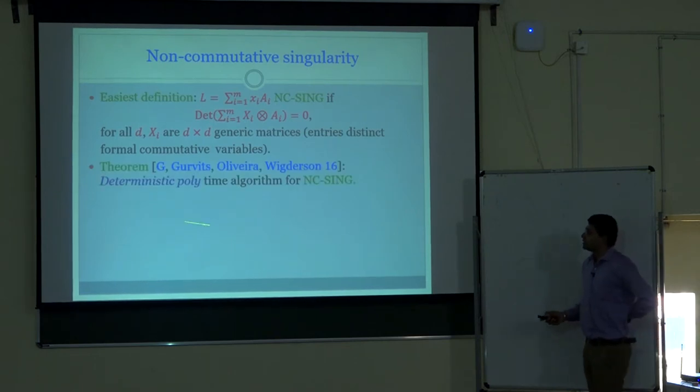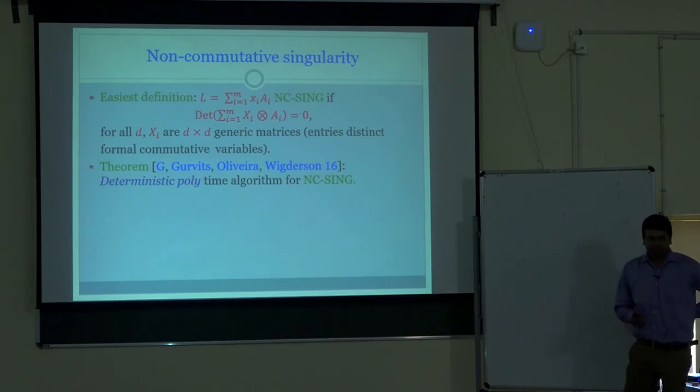And then, as a consequence of the analysis of Gurvits algorithm, we give a deterministic polynomial time algorithm for testing whether a symbolic matrix is non-commutative singular.